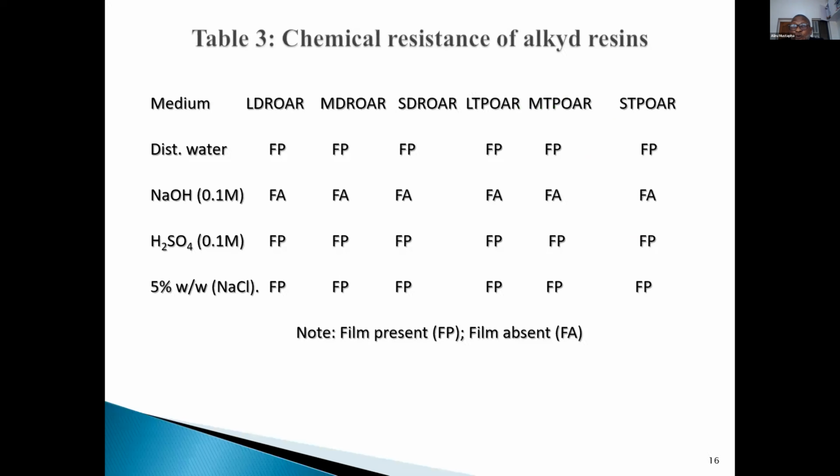Now in Table 3, we compare the chemical resistance of the Alkyd resins, because most of these Alkyd resins have exposure time. So we put all six samples produced in our four media. The first medium is distilled water. In Table 3, FP means film present, and if the film is absent, we say FA. For distilled water, the film is present. For sodium hydroxide at a concentration of 0.1 molar, we have the film absent in some cases, and I think it is film absent in all. For sulfuric acid, H2SO4 at 0.1 molar, we have the film present. At 5% weight by weight sodium chloride, we equally have the film present.